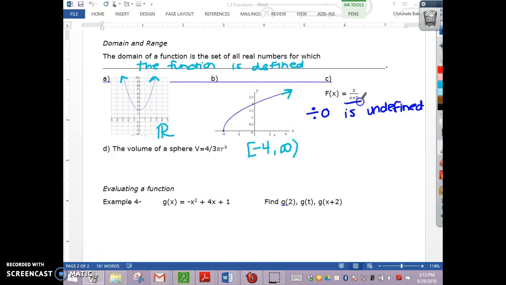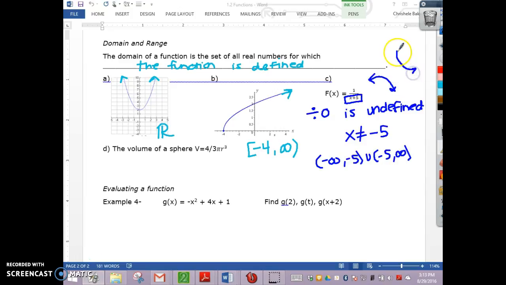So what would you put into this denominator to make it 0? The answer would be -5. Another way you could write this is negative infinity to -5, -5 to positive infinity. There is a gap there. If you would graph this in the calculator, and we're going to do a lot more with these functions later, it would have an asymptote there at -5.